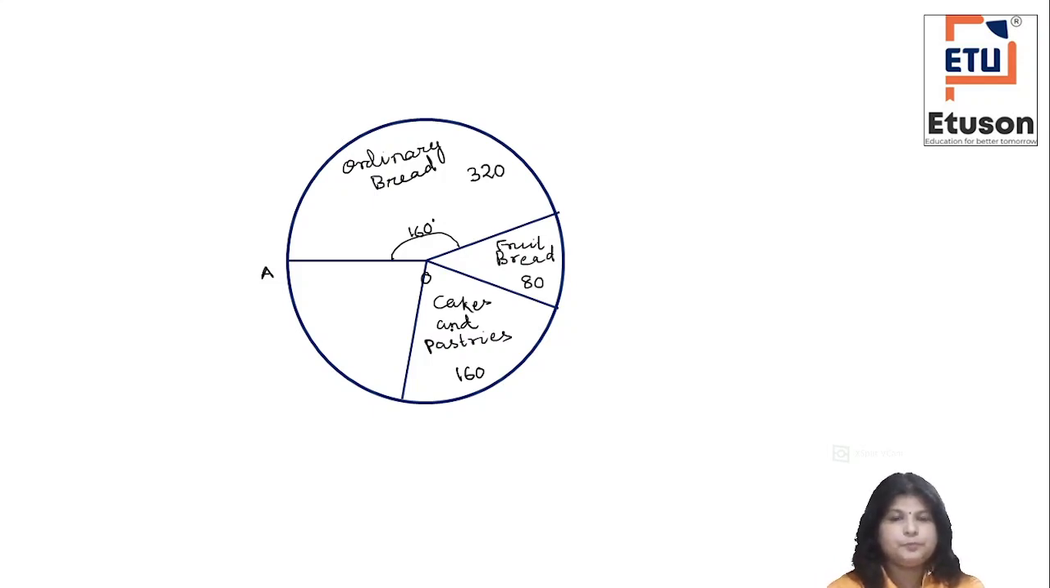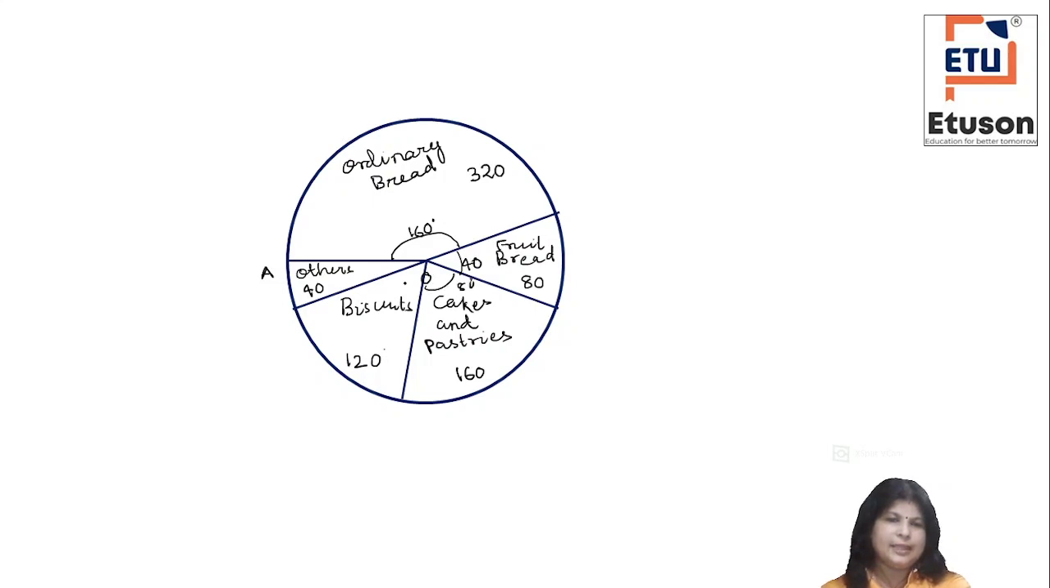Then comes your biscuits, which makes 120 sales. So I'll just write down biscuits, and it makes how much sales? It is 120. Then the others, that is 40, and the corresponding angles are, here the angle is 40, here the angle is 80, here the angle is 60, and here the angle is 20. As you can see, the summation of all the angles is equal to 360 degree. Okay, so this is how you can draw the pie chart.